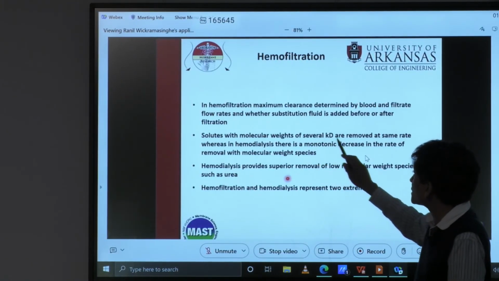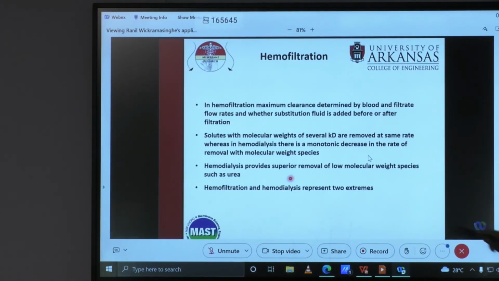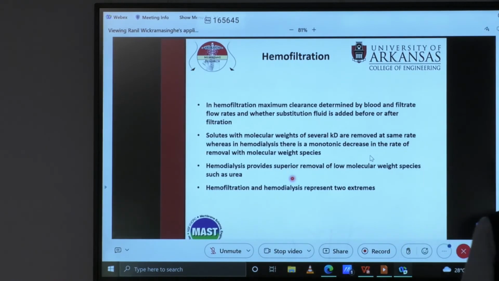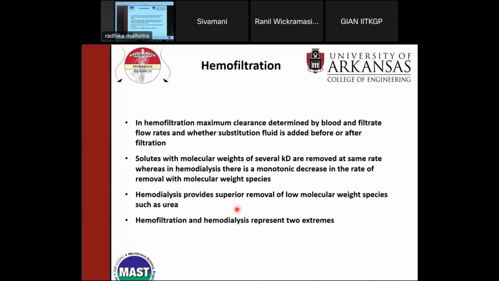Solutes with molecular weights of several kilodalton are removed at the same rate, whereas in hemodialysis, there is a monotonic decrease in the rate of removal with molecular weight of the species. The higher the molecular weight, the lower the rate of removal in hemodialysis. In hemofiltration, it should all be the same because it's convective flow. So hemodialysis provides superior removal of low molecular weight species such as urea.